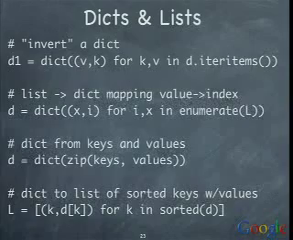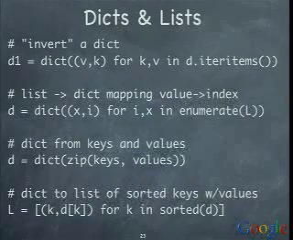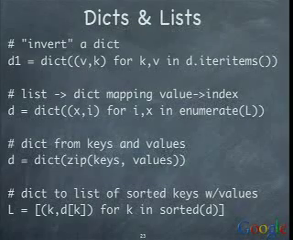Of course, if the values are not unique, then this would basically associate to the value an arbitrary one of the many keys mapping to it. That's hardly ever what you want. And you can do it in other ways, like build a dict of lists and so on, but that's not exactly inversion, so this is inversion.